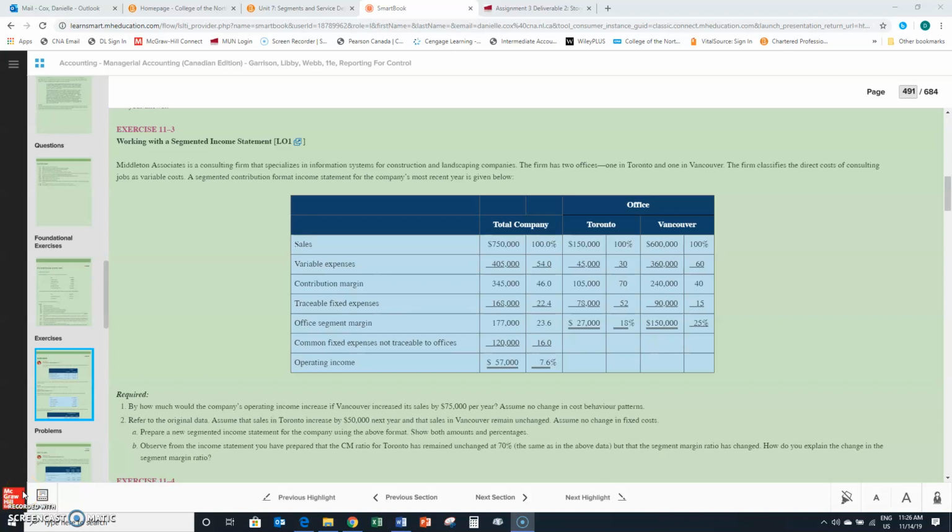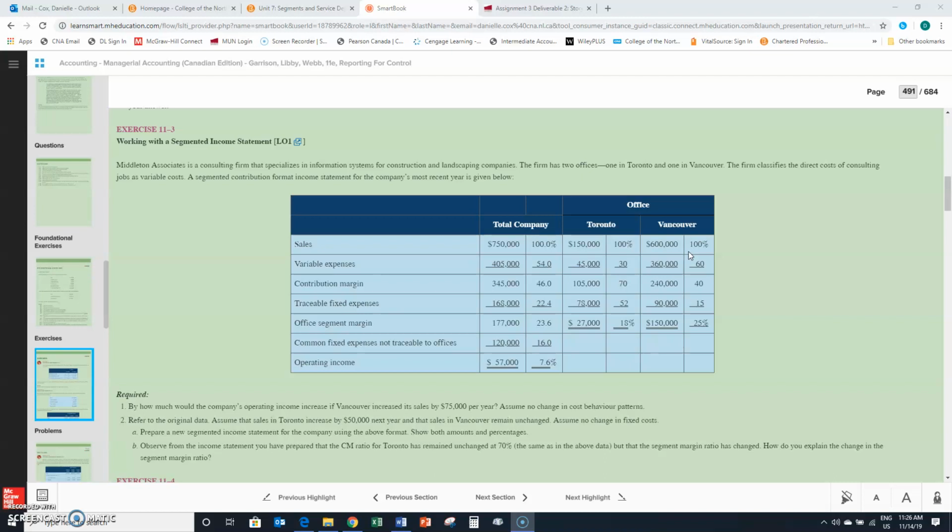Okay, so let's take a look at exercise 11-3. Right, so we're given some information here. We're given a segmented contribution format income statement for the company's most recent year. So the total company, and then their Toronto office and their Vancouver office.